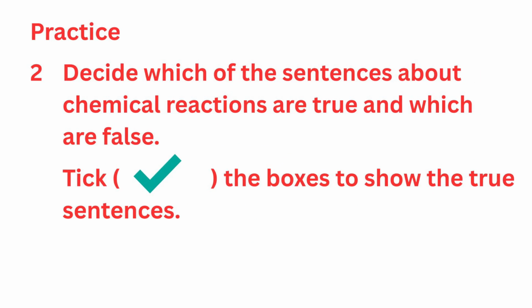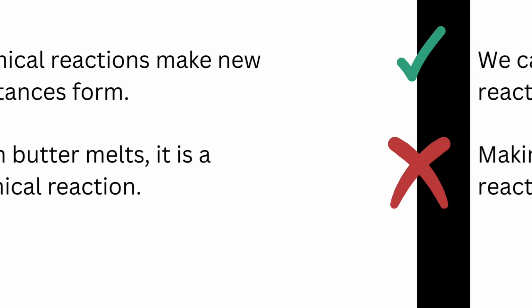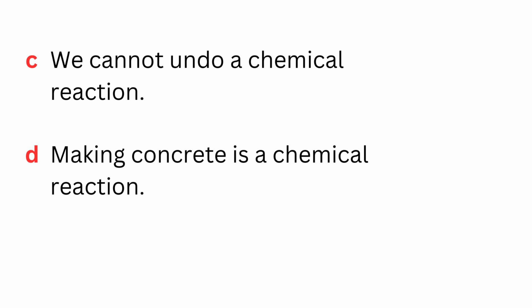Practice. Question number 2. Decide which of the sentences about chemical reactions are true and which are false. Tick the boxes to show the true sentences. Question A. Chemical reactions make new substances form. True. Question B. When butter melts, it is a chemical reaction. False.